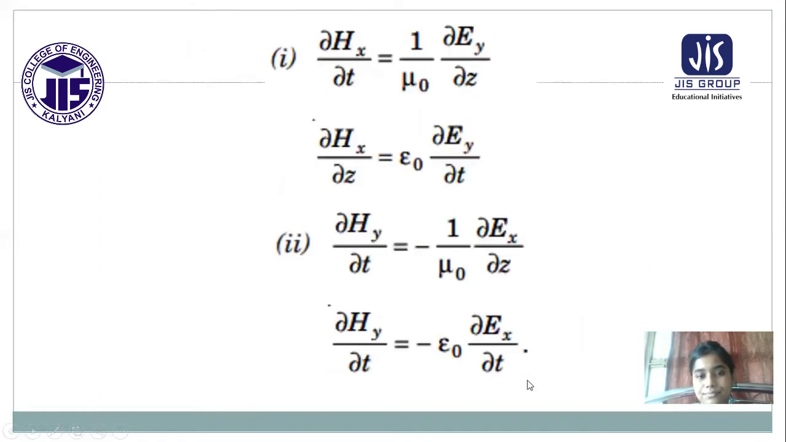Next, this is another, where a different component is given. Del Hx by del t equal to 1 by mu naught del Ey by del z, and here del Hx by del z equal to epsilon naught del Ey by del t, and here del Hy, because if it is y, then obviously the electric field will be x, that is given here, Ex.